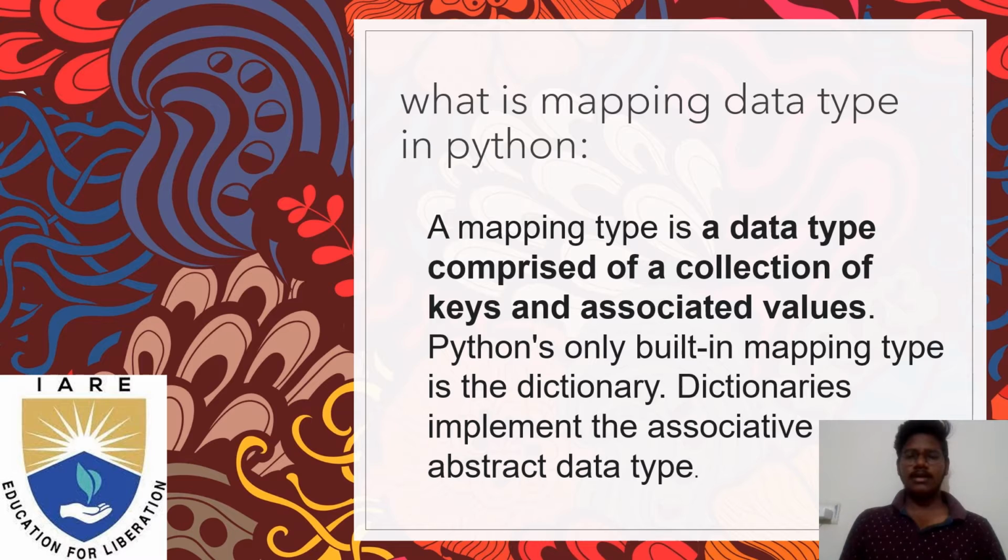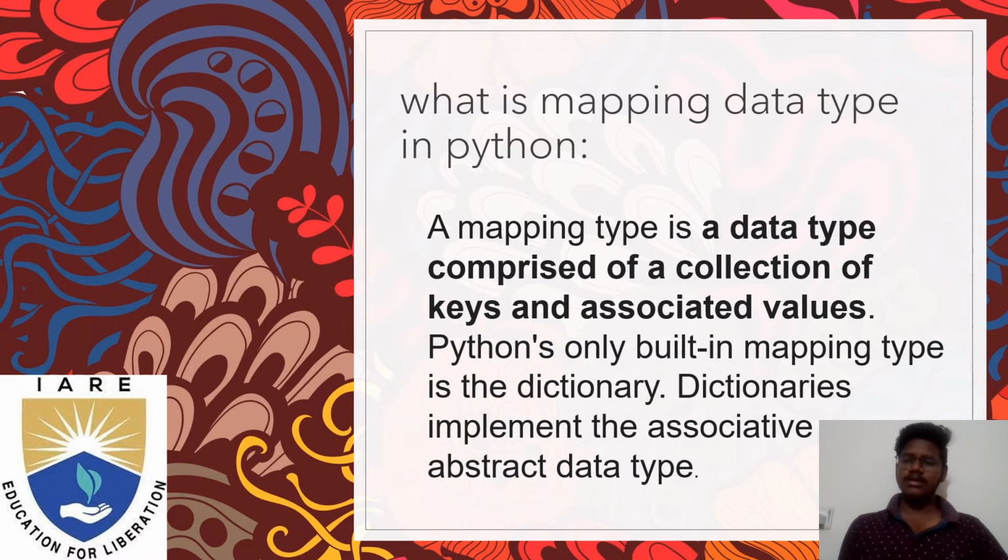A mapping data type is a data type comprised of the collection of keys and associated values. Python's only built-in mapping type is a dictionary. Dictionaries implement the associative array abstract data type. Mappings are mutable objects. There is currently only one mapping type, the dictionary.